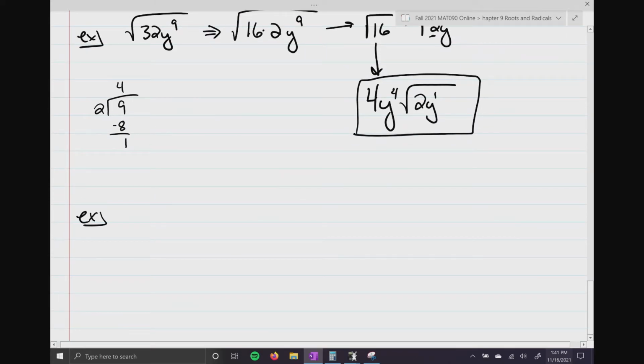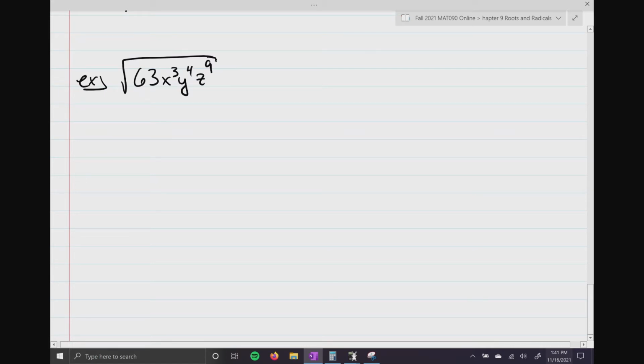Let's do the square root of 63, x to the third, y to the 4th, z to the 9th. If you take this one step at a time, it's easy. First things first, let's worry about the number. 63 is really 9 times 7. And I'm just going to rewrite my variables.